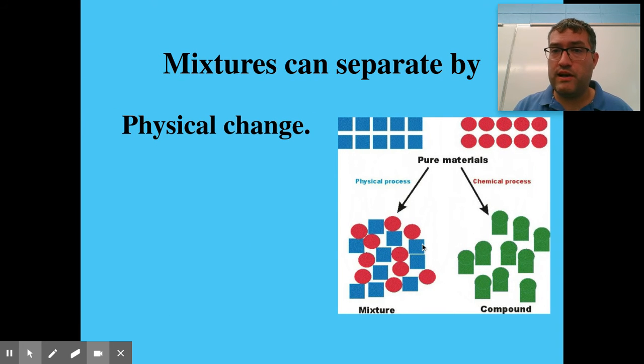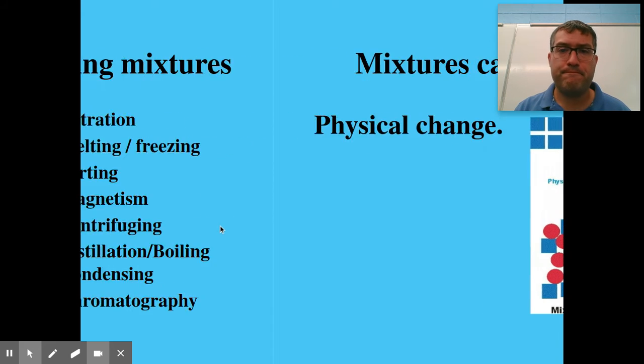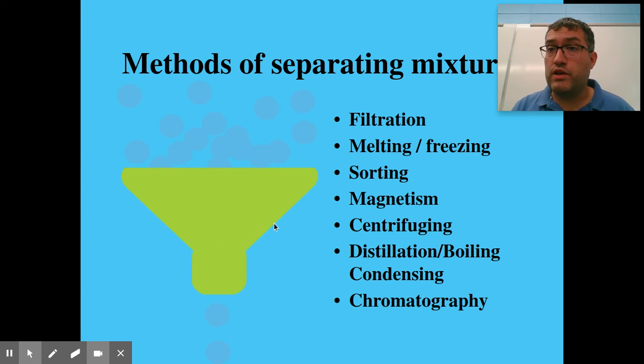Mixtures we can separate out physically, so we don't use chemical reactions, we don't change what they are, and that's something we'll be looking at later as to how we actually separate a mixture. How do I get the blue squares separated out from the red circles here, that kind of thing. There are different ways that we can use to separate mixtures.